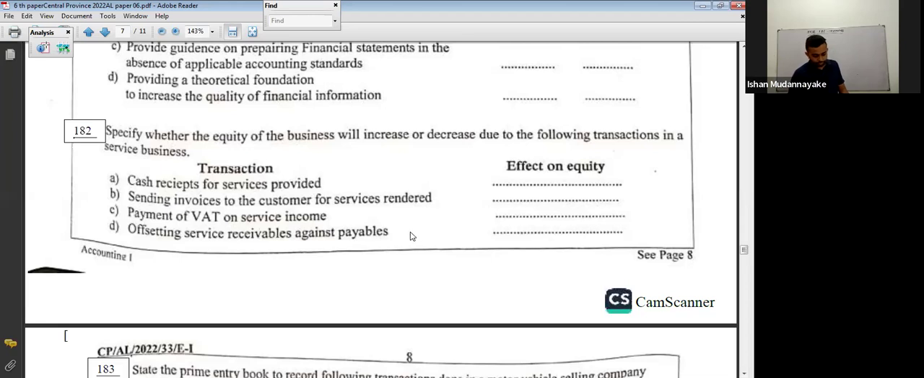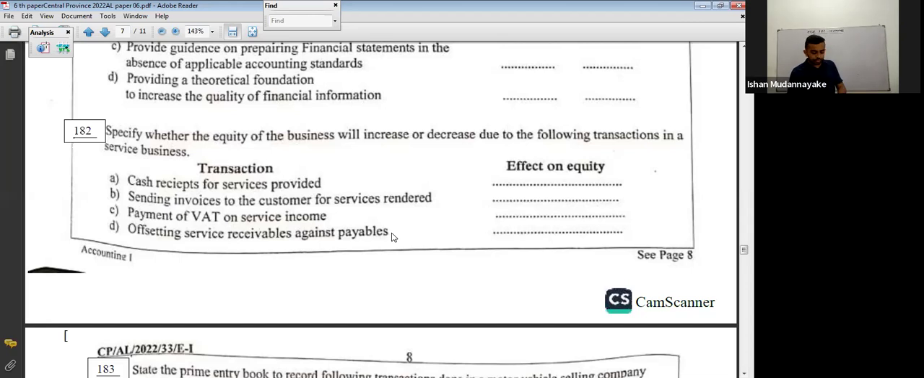D, offsetting service receivable against payable. Does equity increase or decrease? No change, no impact on equity. It decreases an asset and decreases a liability, so no impact. That is the answer for question number 182.